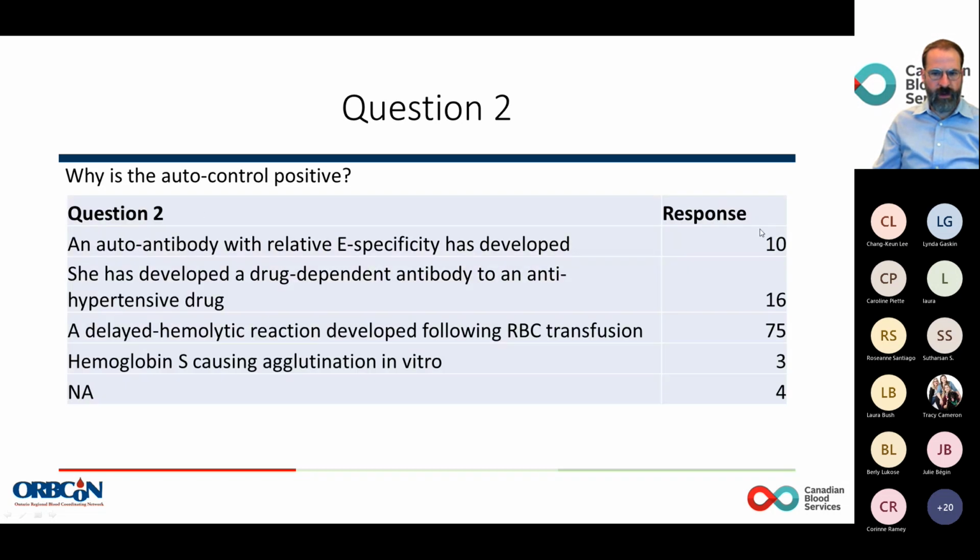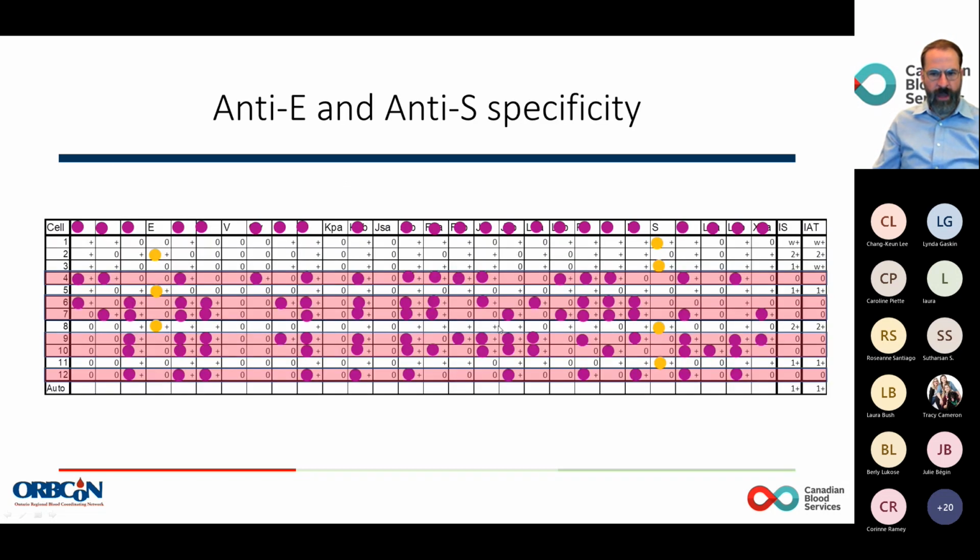In terms of responses we got, most people picked delayed hemolytic reactions. A few people split between an autoantibody with relative big E specificity, or a drug-dependent antibody to an antihypertensive drug. So if we again look at the panel, we can see through our rule-outs that we can't rule out a big E, and we can't rule out a big S.